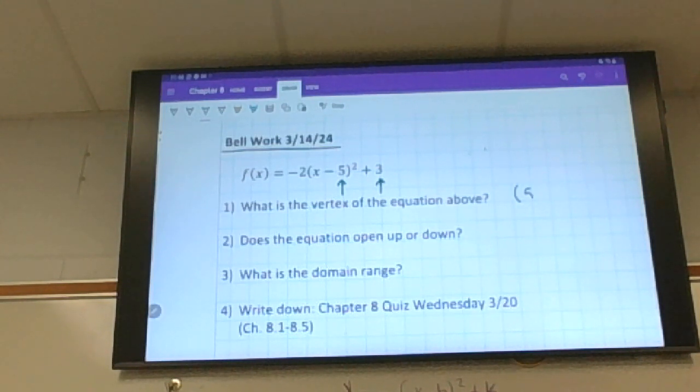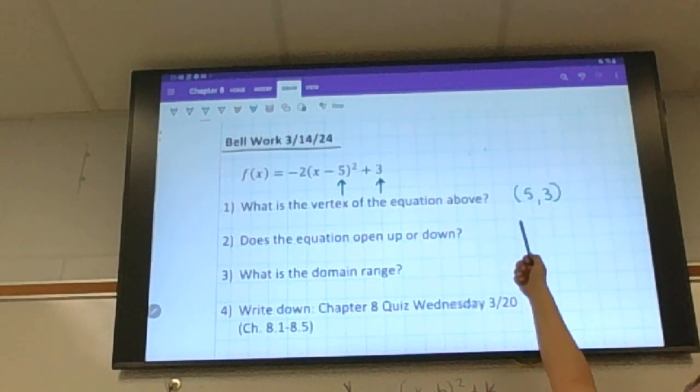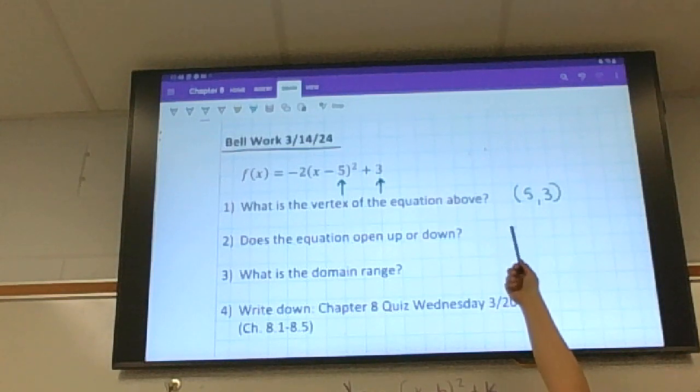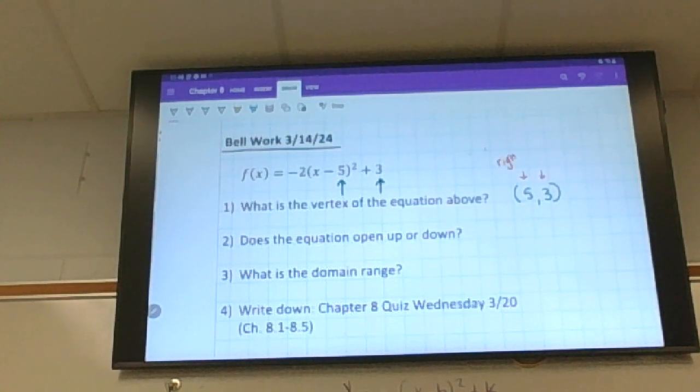So the vertex is (5, 3). Positive 5. Everybody take a look. Did you write negative 5? The positive 5, that's the mistake. It's kind of really difficult to let sink in. So if I was to describe the difference between this and the parent function, I would say it's right 5 and up 3.